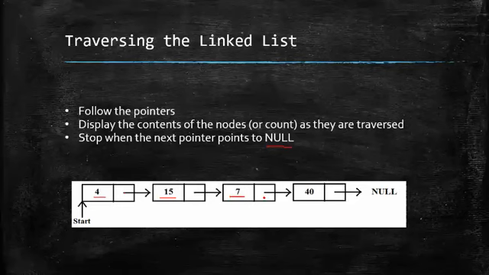After that we will go to 40, print 40, and by the time we reach 40 we will realize that the next pointer of this 40 points to null, which according to the list declaration that we have seen in the previous slide tells that this 40 is the last element of the list, and so we need to stop here. So stop when the next pointer points to null.